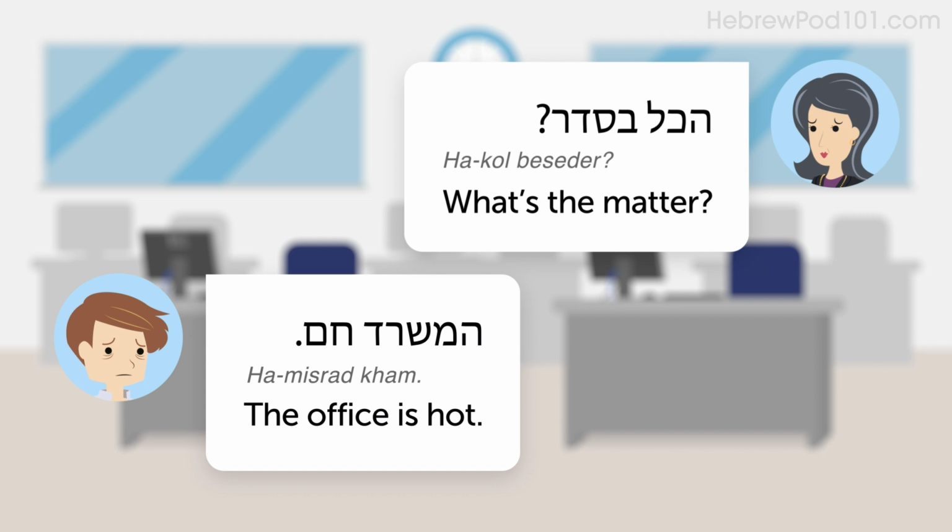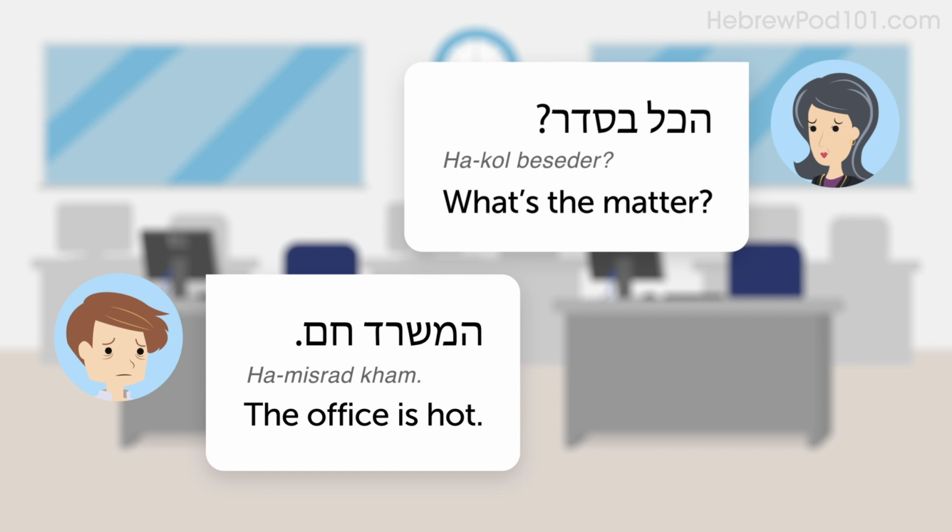First of all, you'll need to learn how to say, what's the matter? That's, הכל בסדר? Listen to it again. הכל בסדר? This Hebrew sentence literally translates into, is everything okay? But it means, what's the matter in English?